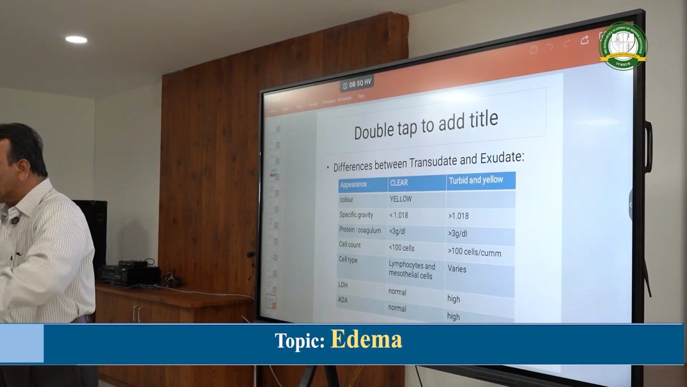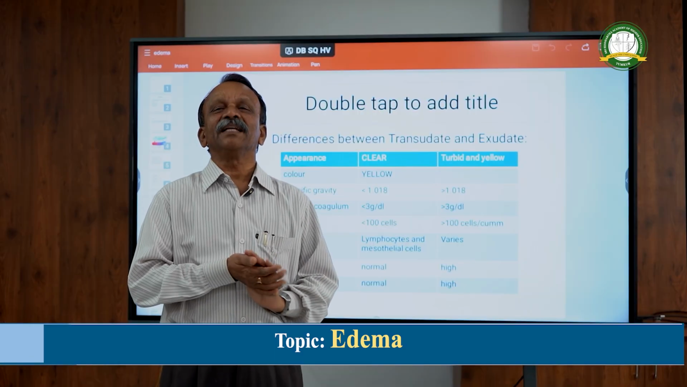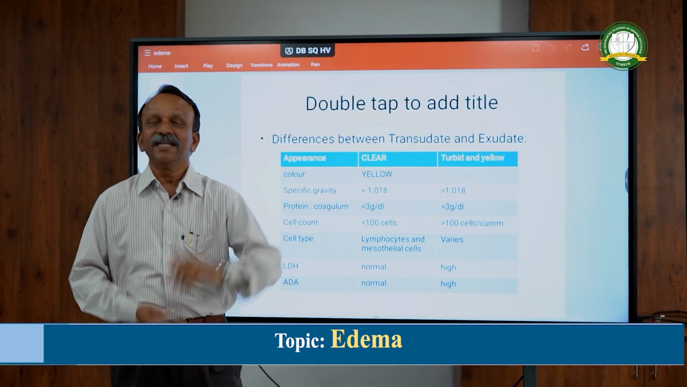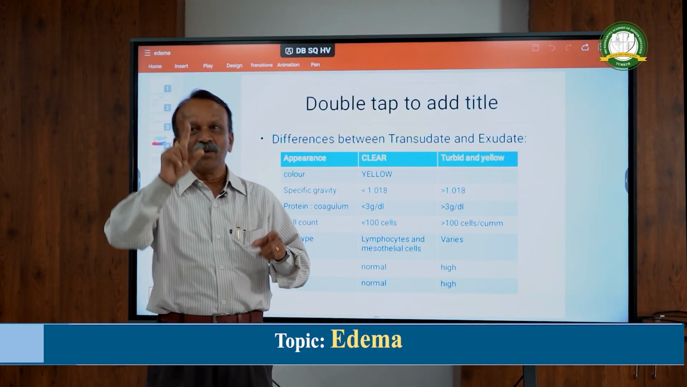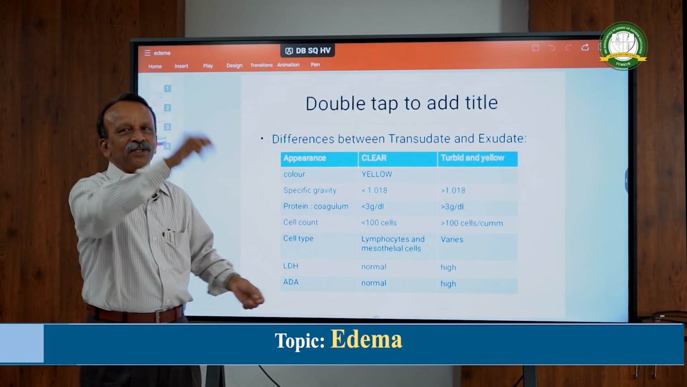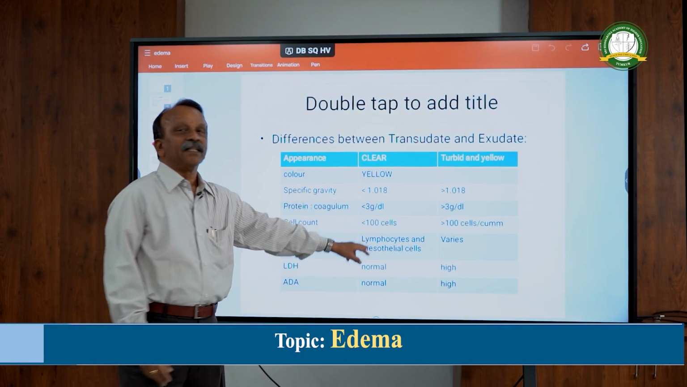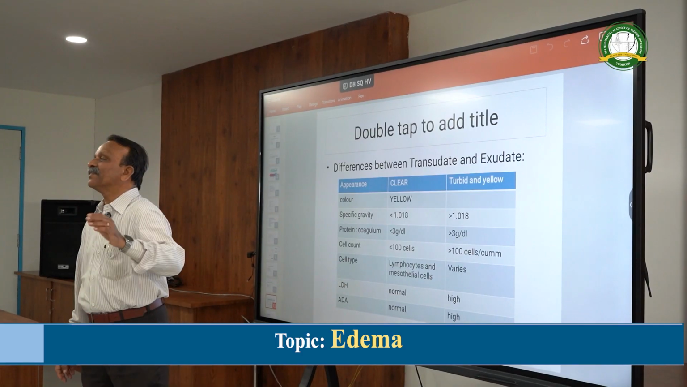In case of a transudate, it is mainly the lymphocytes or the mesothelial cells. What are these mesothelial cells? They are nothing but the lining cells of the pleural cavity, pleura or the peritoneum. They will be denuded into the fluid. That is, the lymphocytes and reactive mesothelial cells are seen in case of a transudate.